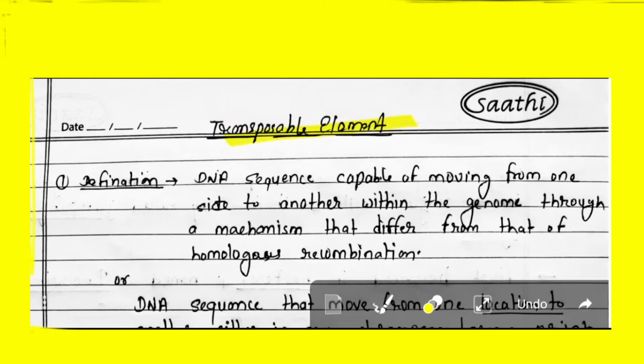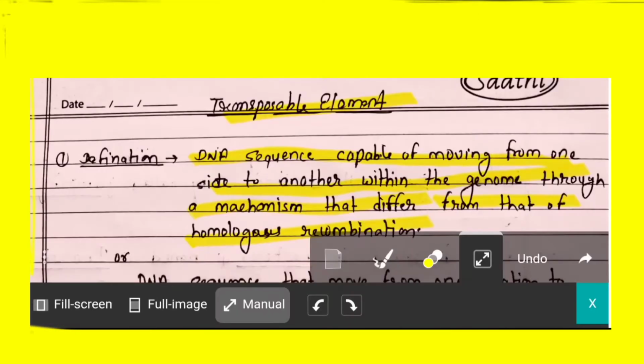First of all, we will know the definition or meaning of transposable element. So, DNA sequences capable of moving from one site to another within the genome through a mechanism that differs from that of homologous recombination are called transposable elements.